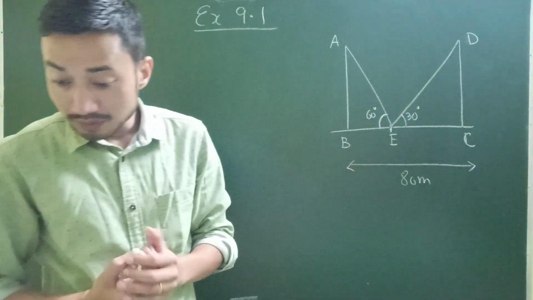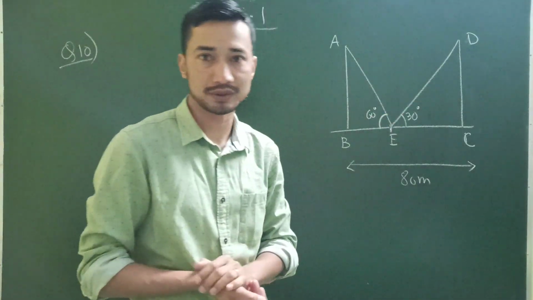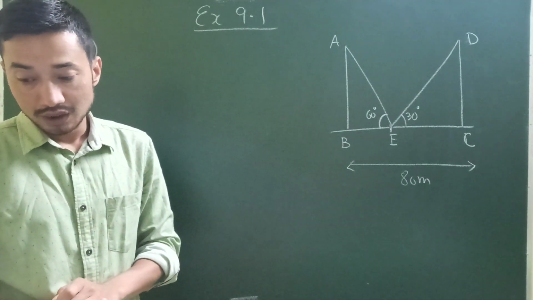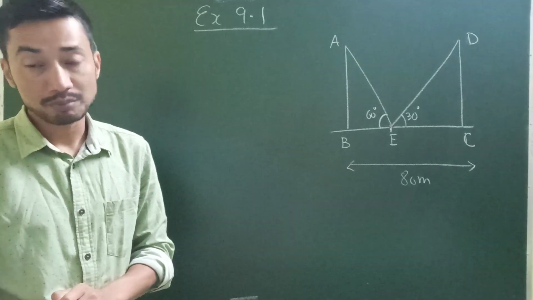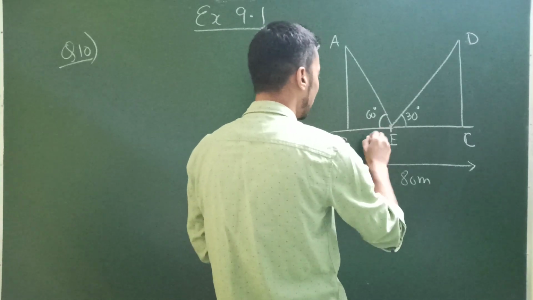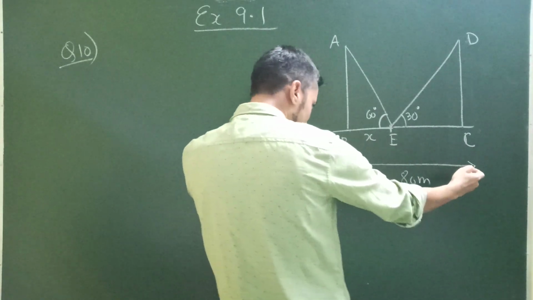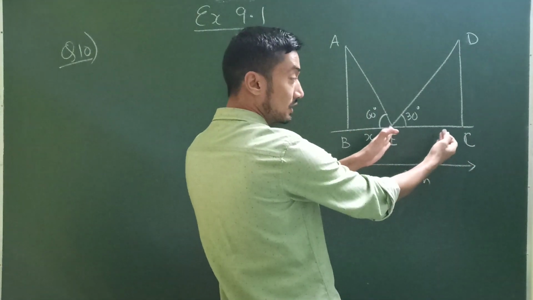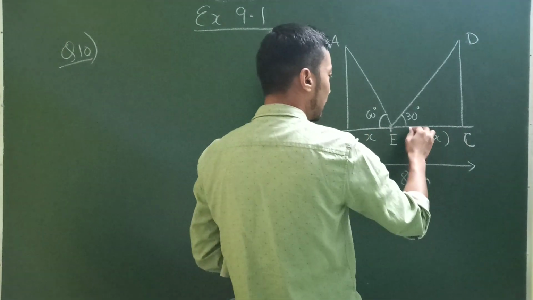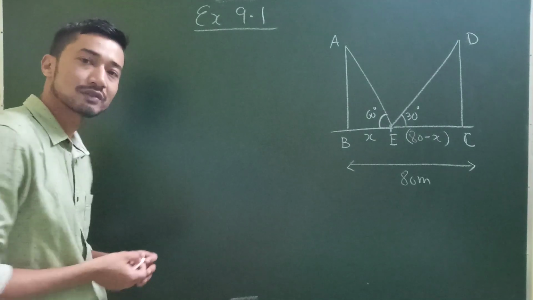So what is the question then? Find the height of the poles. Both of these poles are the same height, so you find either one, you have your answer. And also the distances of the point from the poles. The distance of this point E from AB, that is BE, let it be x, and the distance of the point E from CD. The total is 80, so how much will this be? This is already x, so the remaining will be 80 minus x. Alright, so let's write some introduction of the diagram.